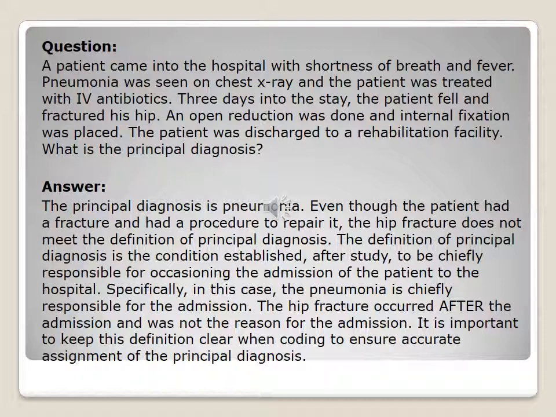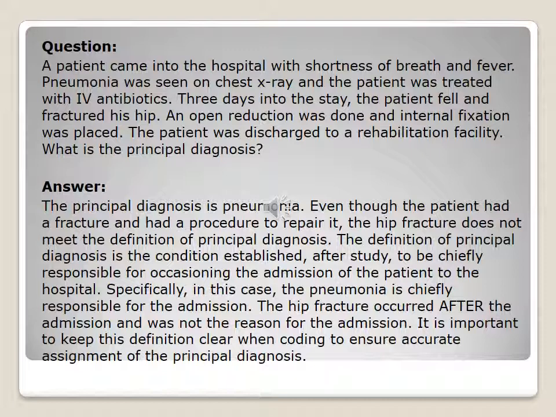Well, the answer is, the principal diagnosis is pneumonia. Even though the patient had a fracture and had a procedure to repair it, the hip fracture does not meet the definition of principal diagnosis. The definition of principal diagnosis is the condition established after study to be chiefly responsible for occasioning the admission of the patient to the hospital. Specifically, in this case, the pneumonia is chiefly responsible for the admission. The hip fracture occurred after the admission and was not the reason for the admission.